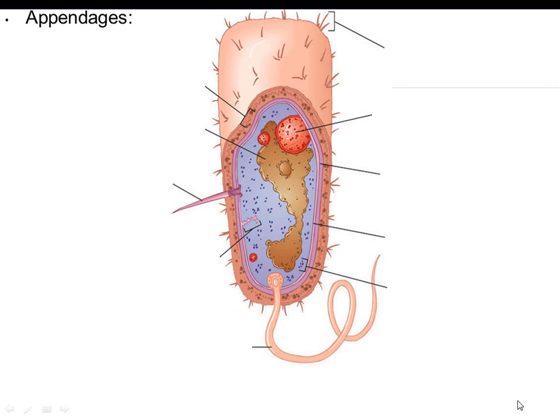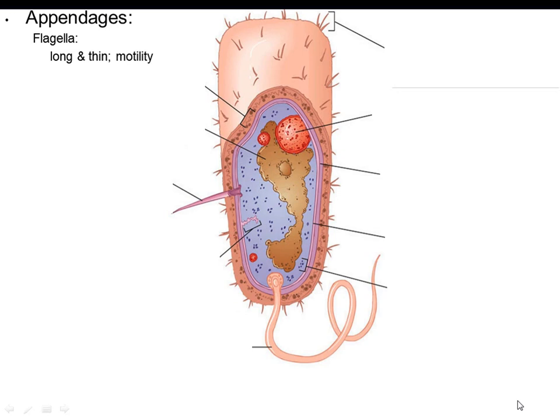Let's take a look at the appendages. An appendage is anything that extends beyond the body. So let's talk about those things that we see sticking out of the cell. Notice the long whip-like structure at the very bottom of that cell. That's called a flagella. It's very thin. It's there to help the cell move. It thrashes. It's long and thin. It's there for motility. It whips.